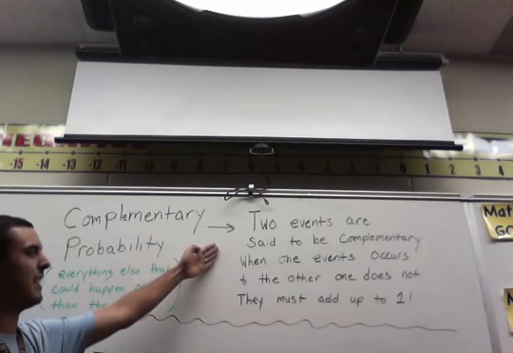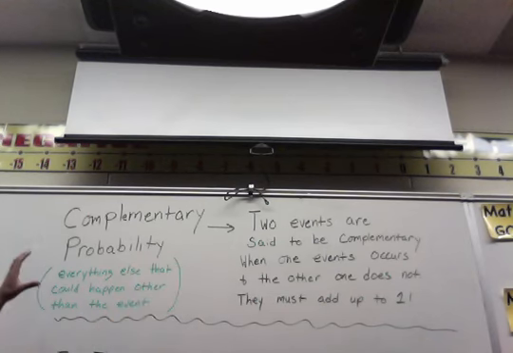So I'd like you to write that down, but if you also notice here, here's a definition in green that may make a little bit more sense, as long as you remember that the events must add up to 1. Everything else that could happen other than the event. And we'll go through an example here with you. Again, everything else that could happen other than the event.